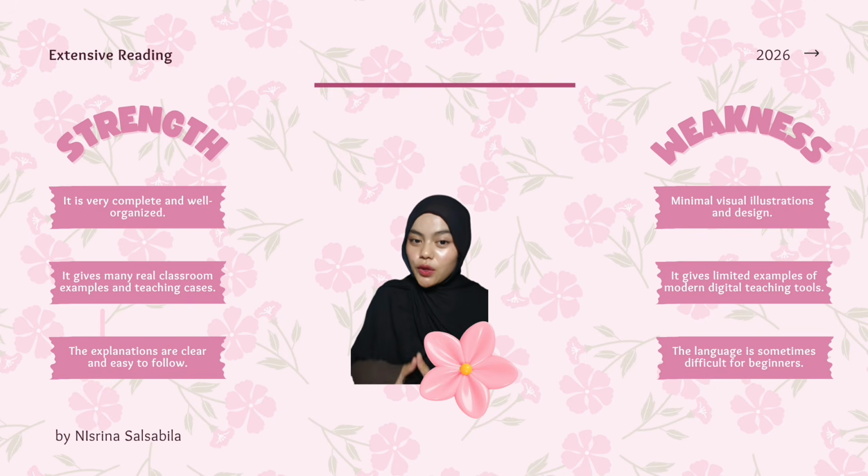First, let's talk about the strengths. One of the biggest strengths of this book is that it is very complete and well organized. The chapters are arranged clearly so readers can follow the explanation more easily. Another strength is that the book gives many real classroom examples and teaching cases. For example, the author explains how teachers can use games, group discussion, or classroom activities to make students more active and confident in learning English.